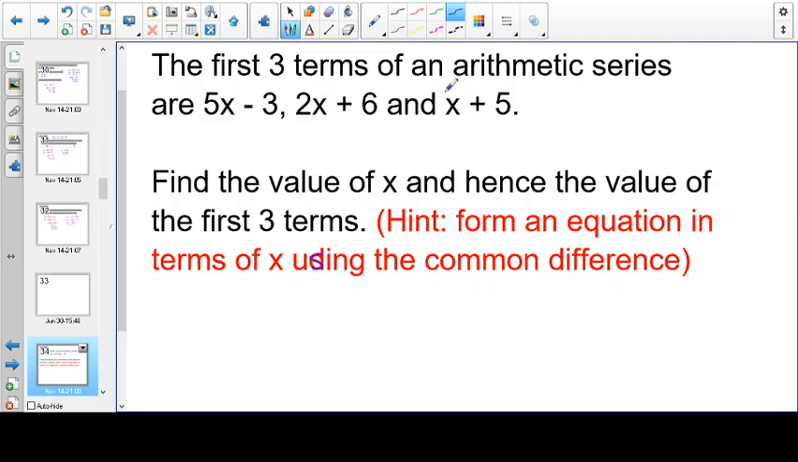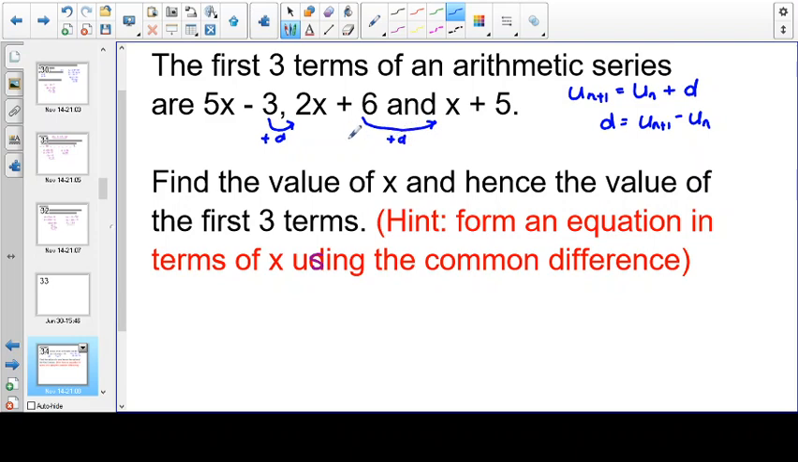Now, when you've got ones like this, what you know goes back to the recurrence relation. If each term is the previous term plus D, then D is each term minus the previous term. So the second term minus the first term is the common difference. That's going up by D. And the third term minus the second term is also the common difference.